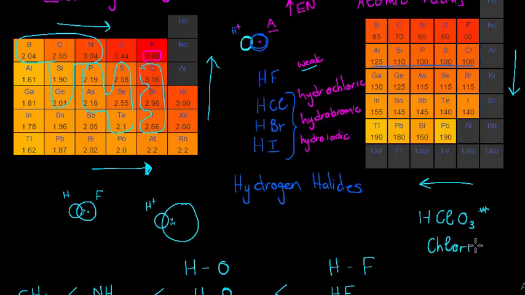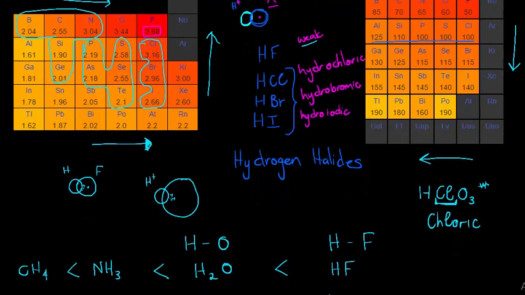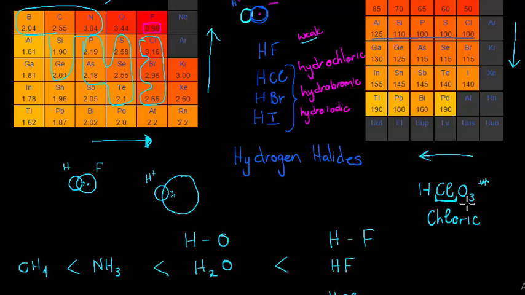Chloric. So all we do is we take this compound and add the ic at the end. Okay, so chloric. Now let's look at them again. This time what is going to affect the acid strength is the number of electronegative elements bonding to hydrogen. Look, chlorine is highly electronegative. It's got a high electronegativity.